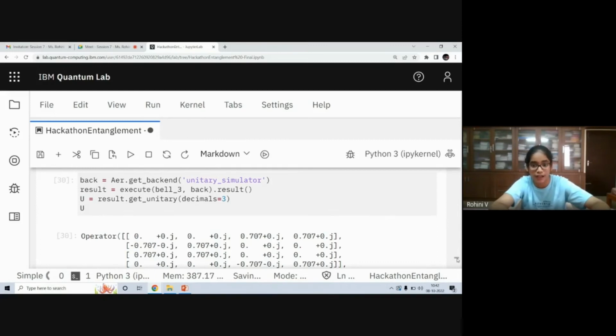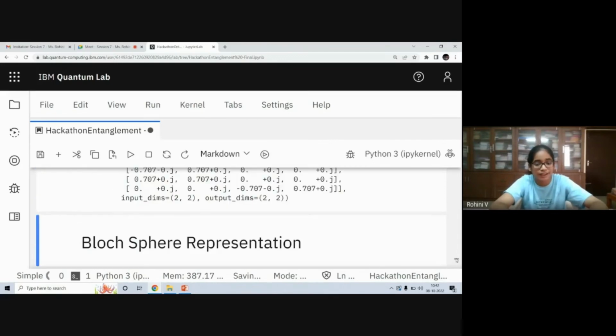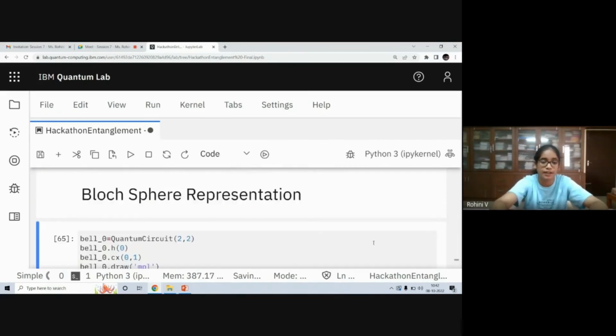I'm meaning this for the IBM Qiskit examination. If anyone of you is taking the exam, it's a very useful one. And to become a Qiskit advocate, this exam is also a pathway. Now we'll move on to the Bloch sphere representation.